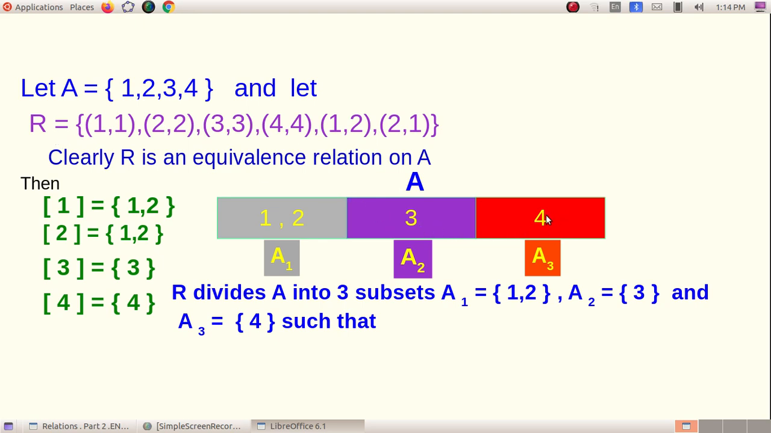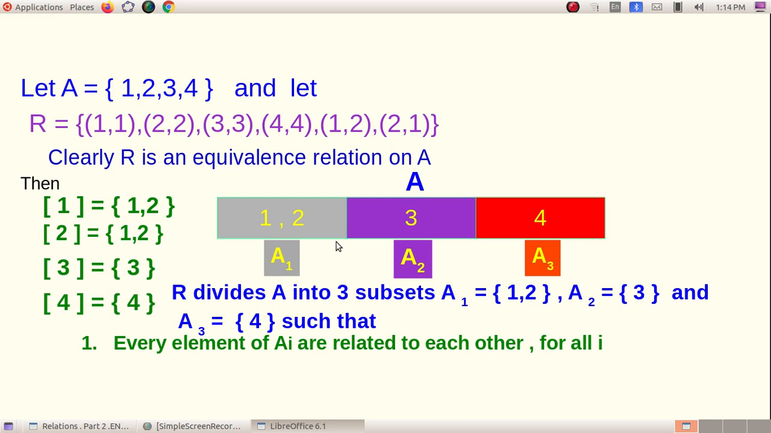4, 4 belongs to R. In short, every element of A1 is related to each other, every element of A2 is related to each other, every element of A3 is related to each other. Therefore, the first property of these three subsets is that every element of A1, A2, A3 is related to each other.